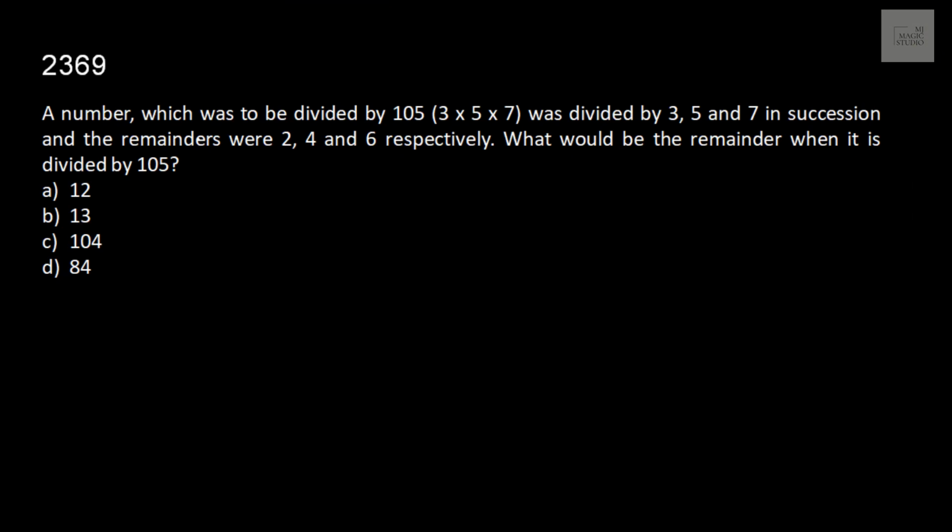A number was divided by 105, that is 3 into 5 into 7 is 105, was divided by 3, 5 and 7 in succession, and the remainders were 2, 4 and 6 respectively. What would be the remainder when it is divided by 105 straight away?